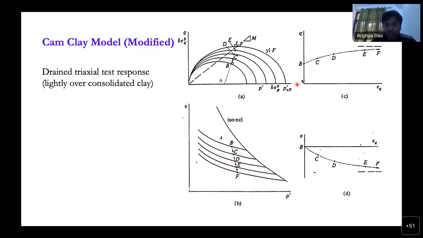If we look at the stress strain response, from B to C, we are only plotting the post yield response here, not the elastic part. So it is a kind of hardening. You see, the stress is increasing. So B, C, D, and F is hardening. And if we look at the volumetric response, from B to F it is going straight this way in a unidirectional direction. So there is no dilation here. It is a compressive type of response we are observing.